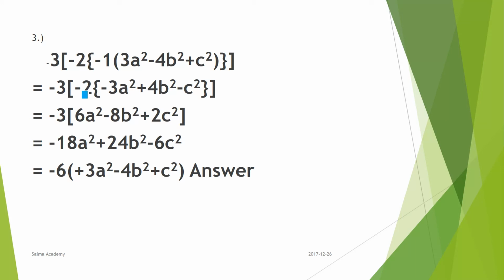One by one we are coming. So minus minus plus 6a square, 4 times 8, 8b square plus 2c square. Now you have solved the curly bracket as well. Now you have to multiply this large bracket by minus 3. So 3 6 times 18, minus 18a square plus 24b square, 8 3 times 24, and 2 3 times 6. Right? So we can take minus 6 common from these numbers. So here minus 6, here will be 3a square minus 4b square plus c square.